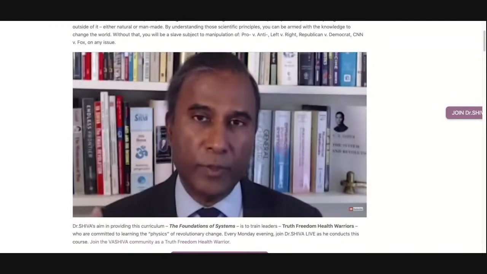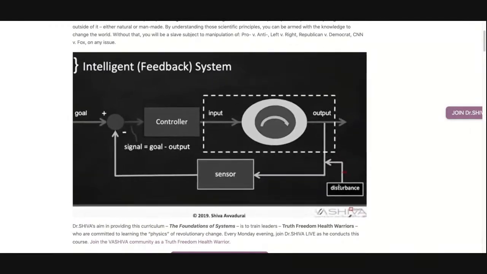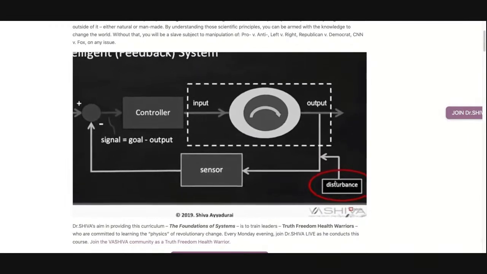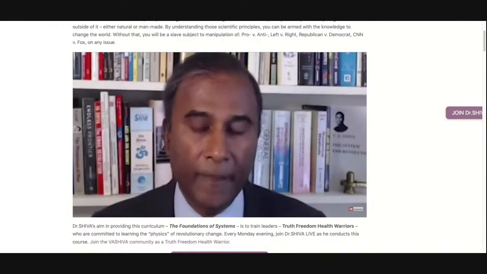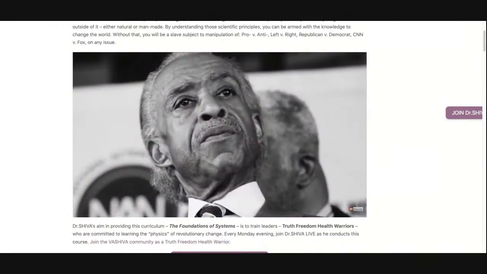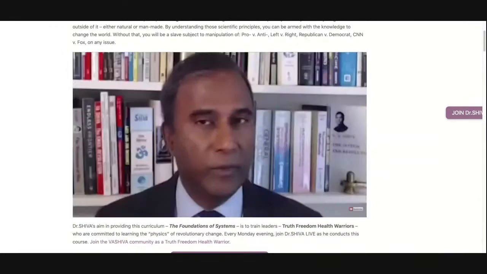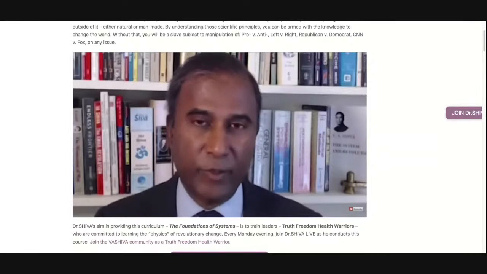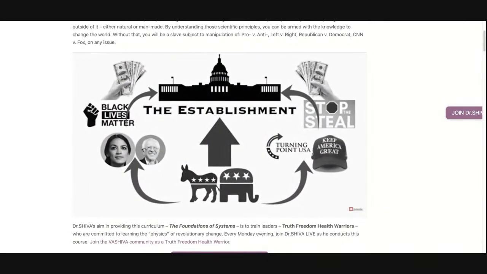And the fourth part of this principle is a not so obvious establishment. When you look at a system, there's always something that disturbs you from getting to your goal. Well, the biggest disturbance is a not so obvious establishment, which are those people who claim they're for you, on the left and the right. The Al Sharptons who tell black people I'm for you. The Tucker Carlsons. Do you think any true anti-establishment person will ever be on Fox or CNN? I don't think so. They both mislead working people back into the establishment.